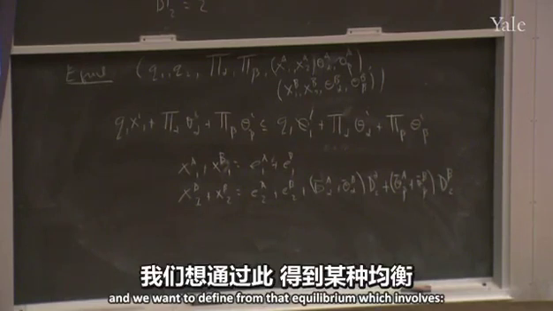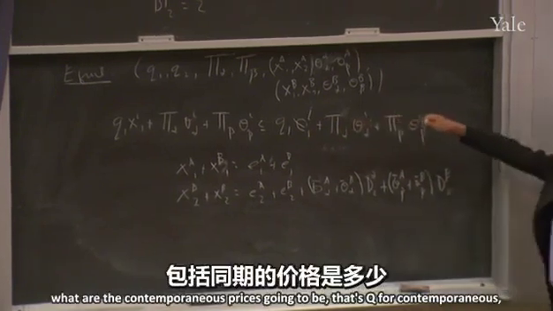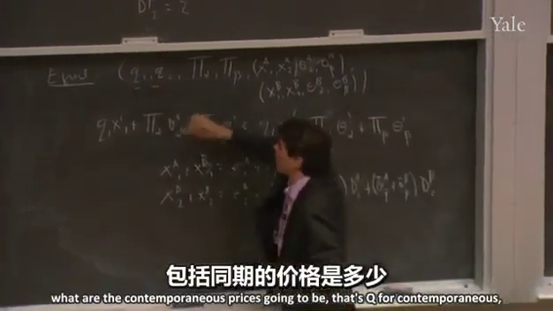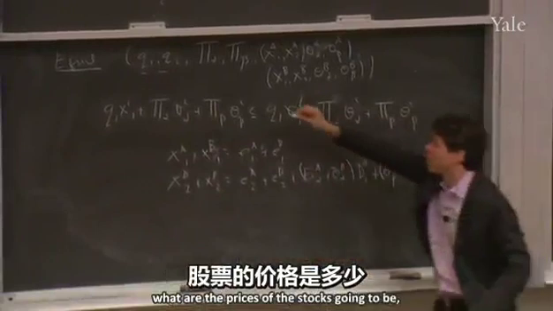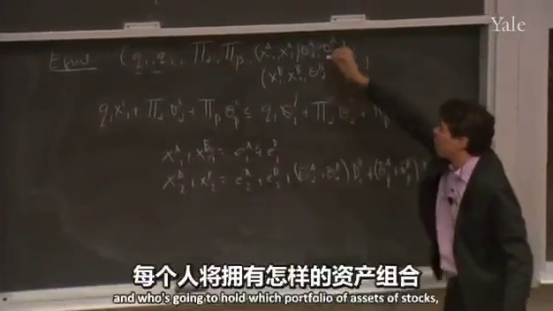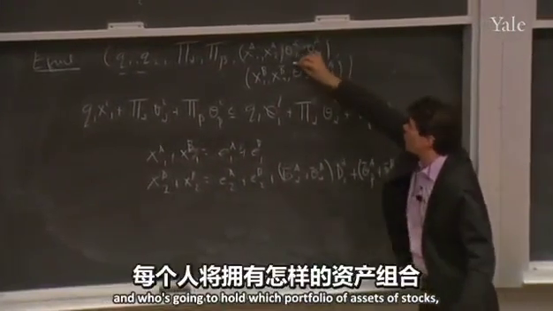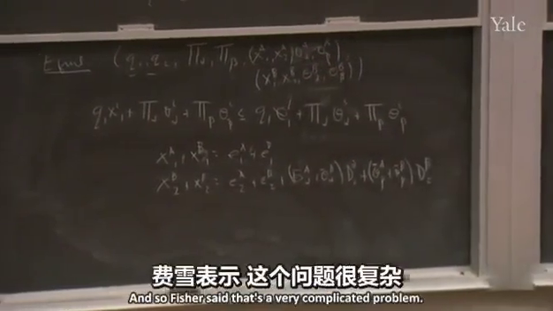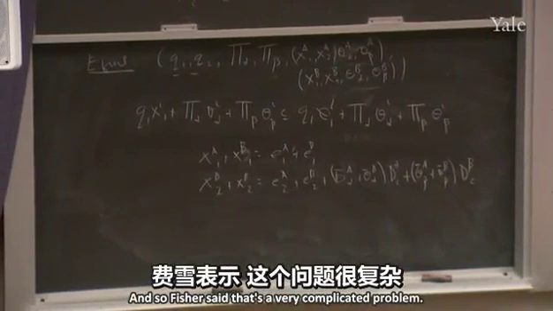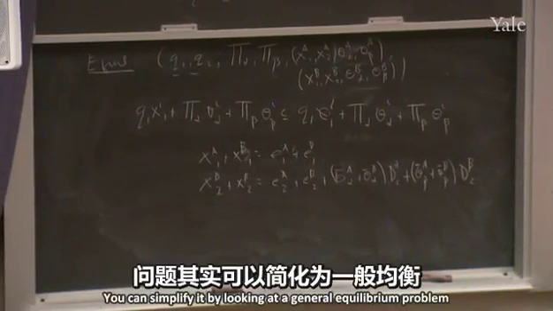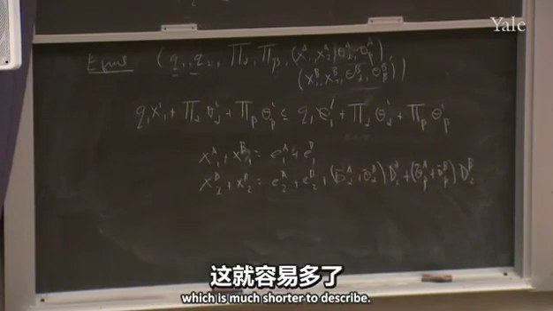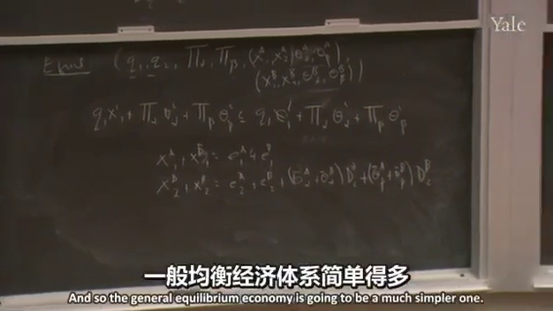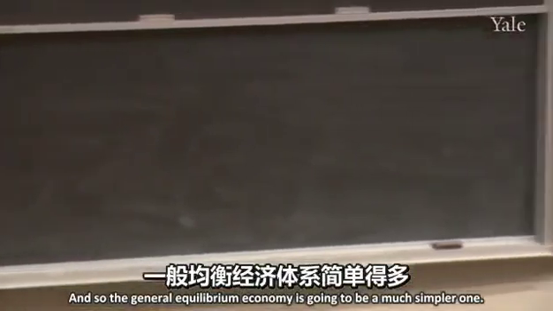And we want to define from that equilibrium, which involves what are the contemporaneous prices going to be? That's Q for contemporaneous. What are the prices of the stocks going to be? And who's going to hold which portfolio of assets, of stocks, and who's going to consume what? And so Fisher said, that's a very complicated problem. You can simplify it by looking at a general equilibrium problem, which is much shorter to describe. And so the general equilibrium economy is going to be a much simpler one.